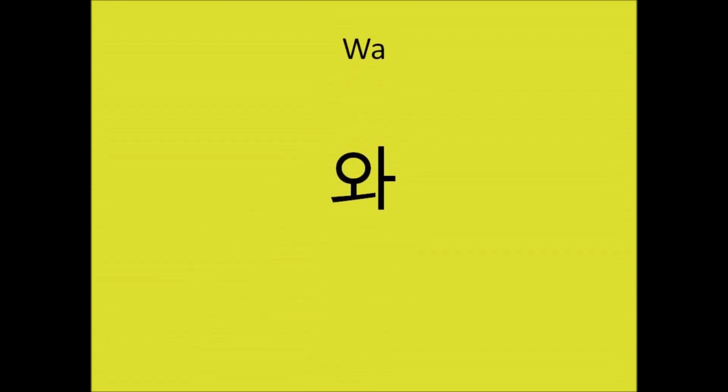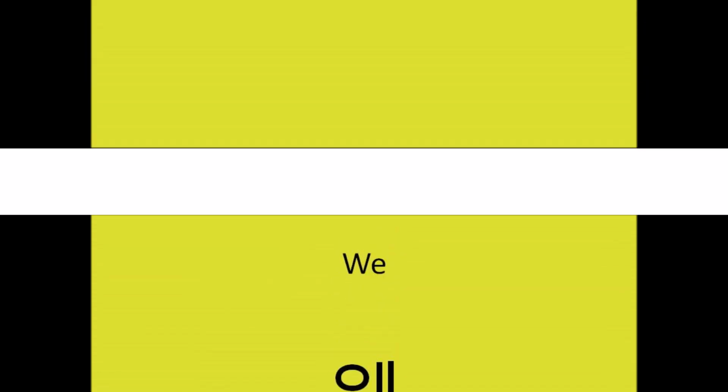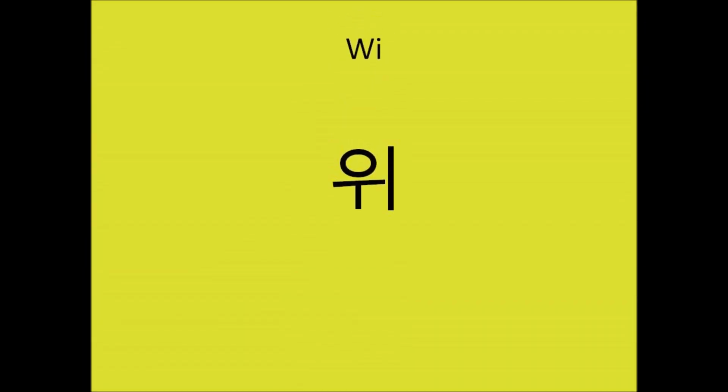와, 왜. The only difference between the previous alphabet and this alphabet is that the previous one goes with a dominant W sound, while the current alphabet has a dominant O sound. 워, 왜, 위.